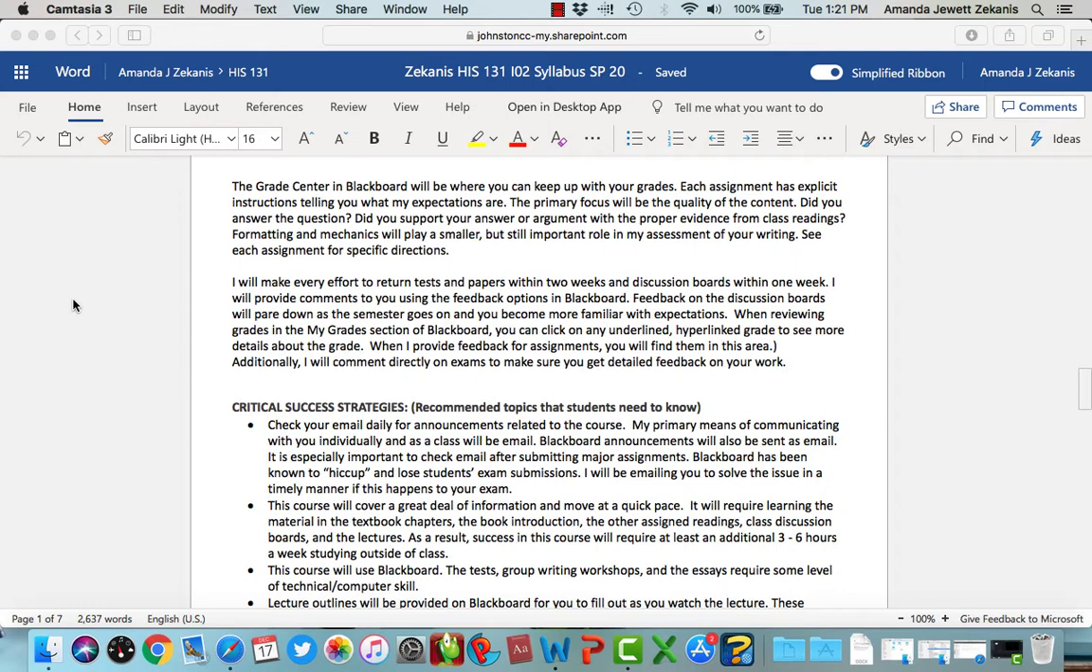So each assignment has instructions, and the primary focus of every assignment is going to be the quality of the content, especially writing assignments. Did you answer the question? Did you support your answer or argument with the proper evidence from class readings? Formatting and mechanics are also important, but they play a smaller role, and you will be able to see specific directions on each assignment. I will return tests and papers within 2 weeks. Unless something comes up, I will make every effort to return tests and papers within 2 weeks, and discussion boards within 1 week. I like to have the comments for you before the next discussion board is due, so you can take the feedback I've given you and use it to strengthen the following week's discussion.